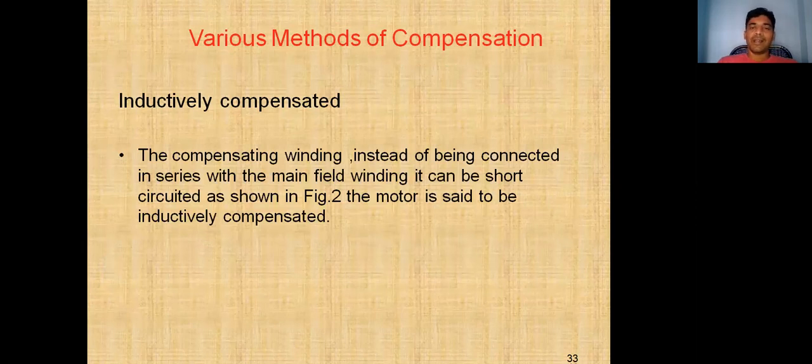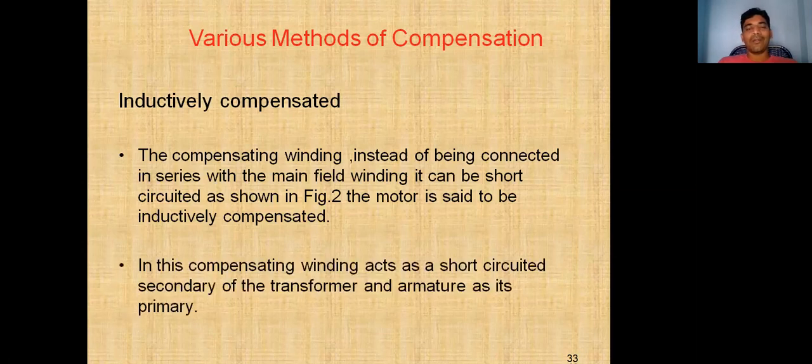The compensating winding, instead of being connected in series with the main field winding, can be short circuited as shown in the figure. The motor is said to be inductively compensated. In this, the compensating winding acts as a short-circuited secondary of a transformer and the armature as its primary.